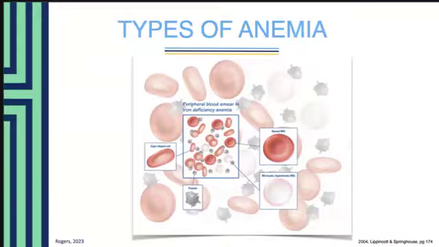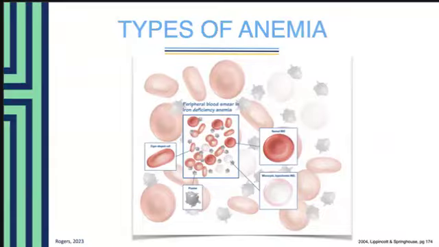Aplastic anemia is classified as a type of anemia with decreased red blood cell production due to bone marrow failure. It's a rare and serious condition characterized by a failure of the bone marrow to produce enough new blood cells. So it leads to a deficiency of red blood cells, or anemia, white blood cells, leukopenia, and platelets, thrombocytopenia. The main cause is the autoimmune attack on the stem cells in the bone marrow. It can also be triggered by exposure to certain chemicals, radiation, and even viral infections. Some of the symptoms include fatigue, frequent infections, and easy bruising or bleeding.